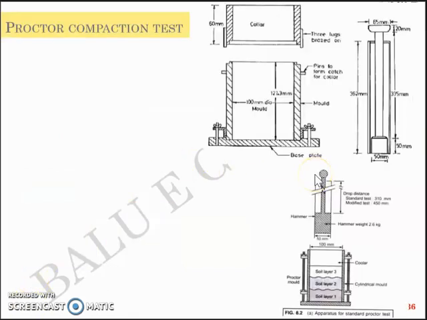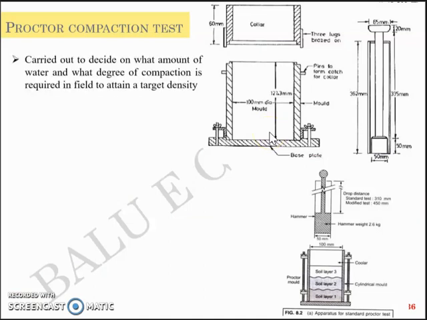To move further about the properties of soil during compaction, we'll first discuss the Proctor compaction test in the laboratory. Now, the Proctor compaction test is carried out in the laboratory to decide what amount of water and what degree of compaction is required in the field to attain a target density. This test provides the relation between the water content and the dry density.